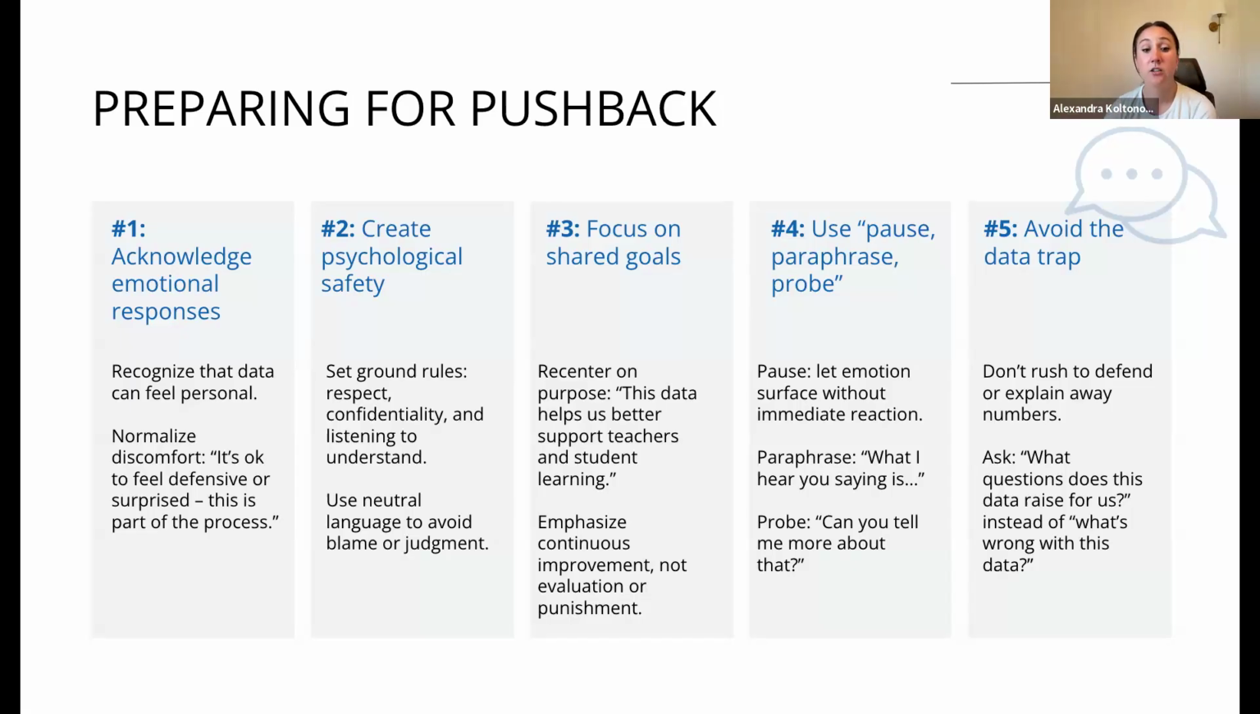And then fifth is avoiding the data trap. You don't want to jump to explain away or justify numbers right away. Really work to ask, what questions does this data raise for us, instead of what's wrong with this data? I know a lot of times, when people become defensive, it's, well, this isn't what I expected to see. Or when I collected this data, this is what it said. This is what was collected in the teacher time study. This is what the current district is showing. So what is this telling us? What are the questions that are raised for us rather than trying to justify them away?